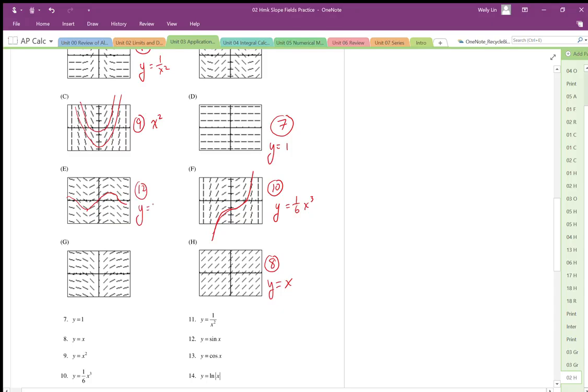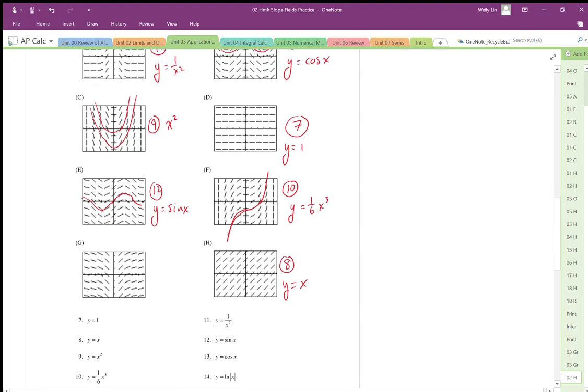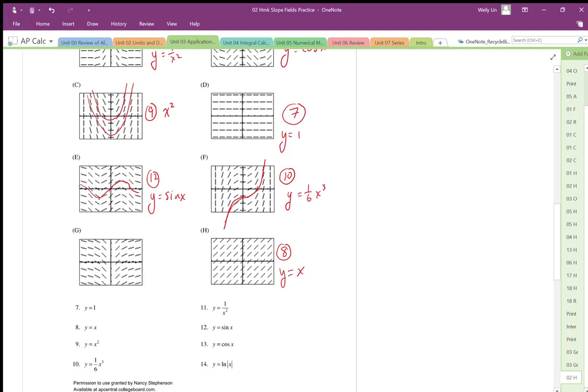So this is y equals sine x. And then this similar shape here, where the max goes through 0, this should be our cosine graph. So y equals cosine x. And lastly, this will be the log of the absolute value of x. The log function looks like this. The absolute value makes sure that it's mirrored on both sides. So number 14, this is y equals log x.